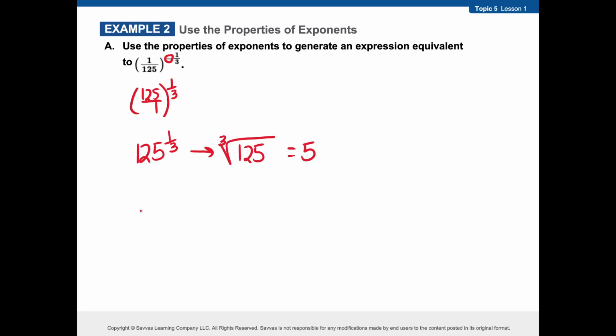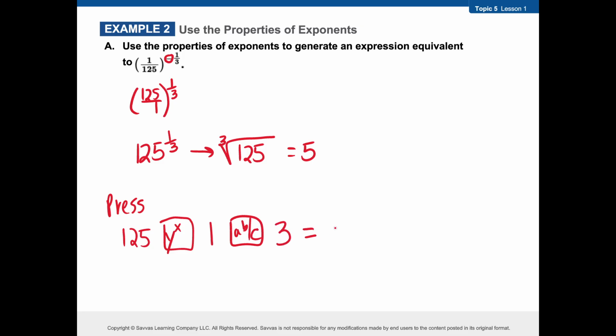Or on your calculator, you have a y to the x button. So you can press on your calculator 125, press your y to the x button, press 1, then press your ABC button, press 3, and then equals. That should give you a 5 as an answer. So your scientific calculator will come in very handy during this lesson.